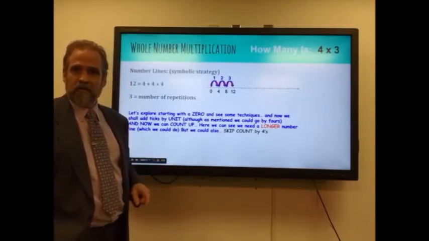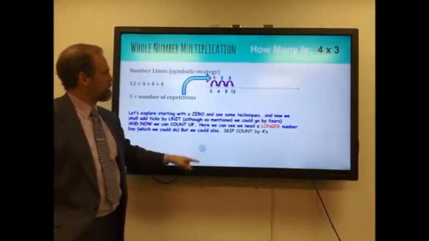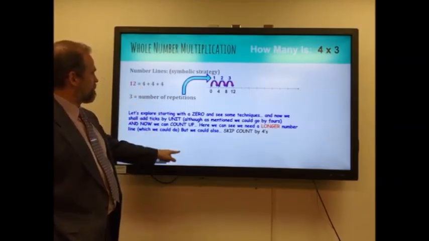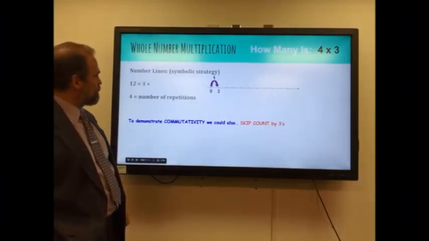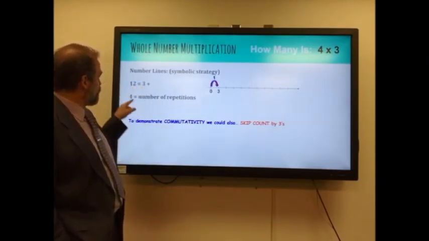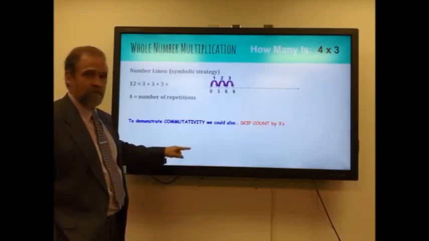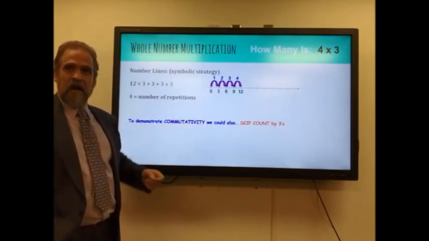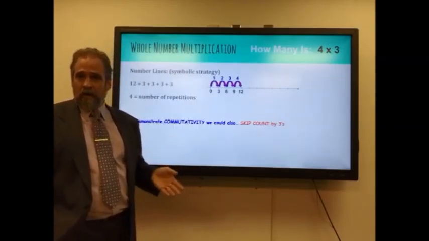And finally, the third jump, 4 3 times lands on 12. Okay? 3 repetitions of 4. Or, what do you think I'm going to do next? I bet you're right. I'm going to do a skip count of 3. Well, if I'm skip counting 3, I'm going to have to do 4 repetitions. So that's the second repetition, the third repetition, the fourth repetition. And lo and behold, we land on 12 again. So now we have also shown ourselves the property of commutativity on a number line.